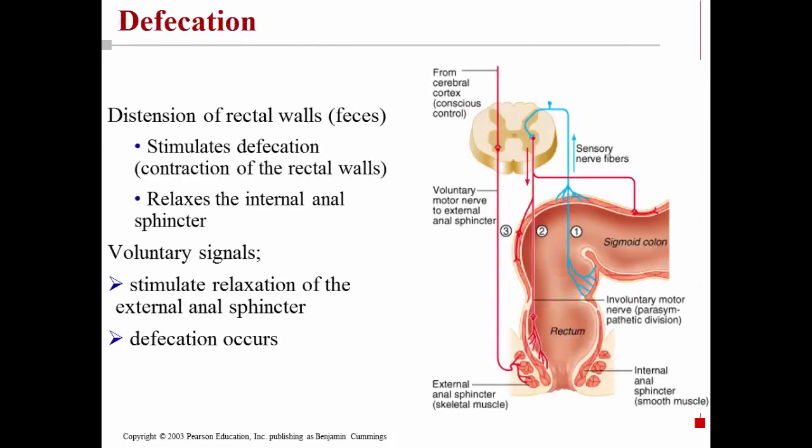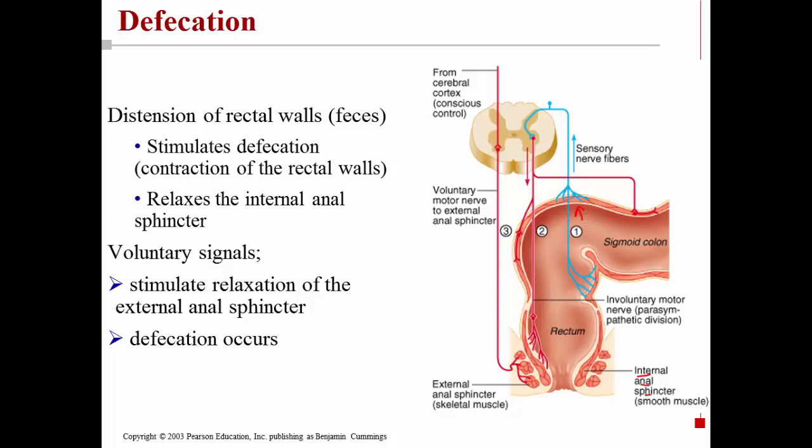So what happens when it gets to the end? Well, once the waste starts to fill up the sigmoid colon, it starts to bulge. And as it does, it triggers stretch receptors, which travel to the spinal cord, which triggers a reflex. The reflex causes the internal anal sphincters, which are smooth muscle right on the inside of the rectum, to relax. Now, once that happens, the waste moves further into the rectum, and that triggers another reflex.